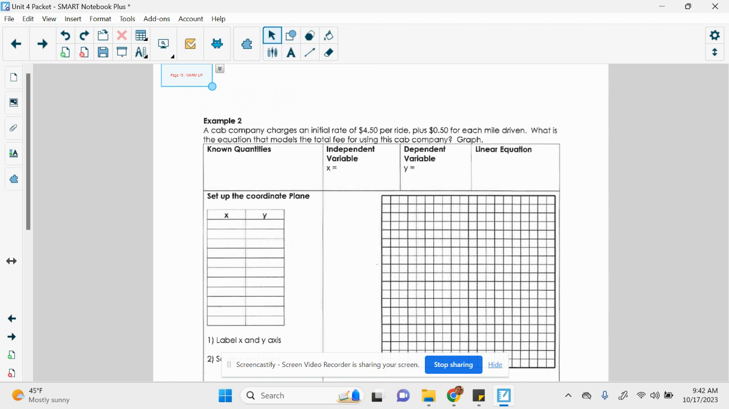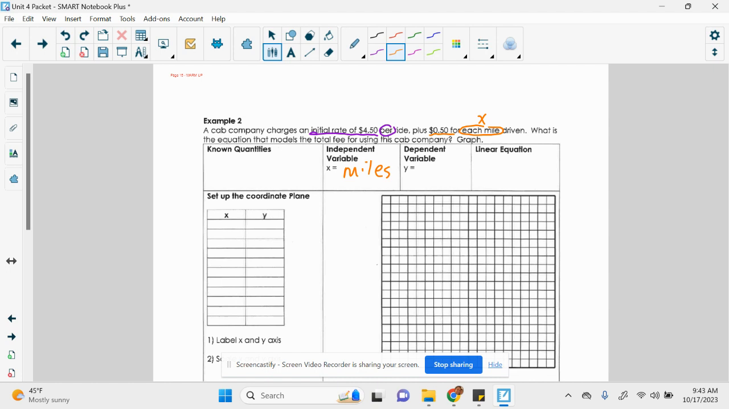It says a cab company charges an initial rate of $4.50 per ride. All right. So each time you get in the car, you're going to pay $4.50. Now, in order for the car to drive, you're going to pay 50 cents for each mile. That is what's going to change. When we get into a cab, you choose what your miles are going to be. So X is going to be miles.